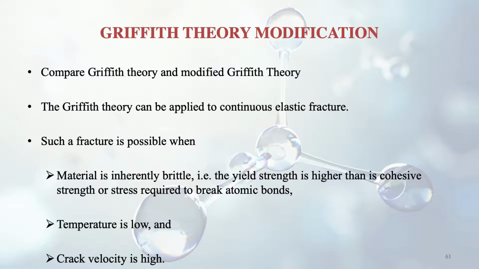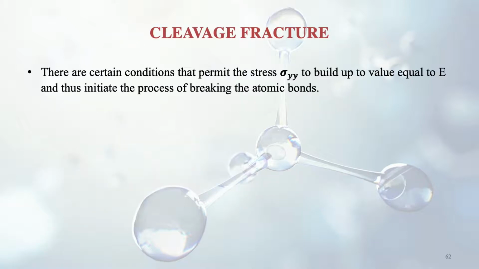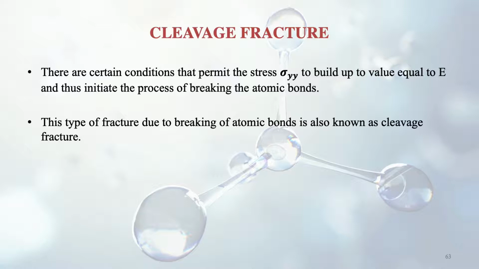Now we discuss the cleavage fracture. There are certain conditions that permit the stress, that is sigma yy, to build up to a value equal to E, E meaning the Young's modulus, and thus initiate the process of breaking the atomic bonds. So this type of fracture due to the breaking of the atomic bonds is also known as the cleavage fracture. Whenever sigma yy tries to equal E, this type of atomic bond breaking takes place, and we term it as cleavage fracture.